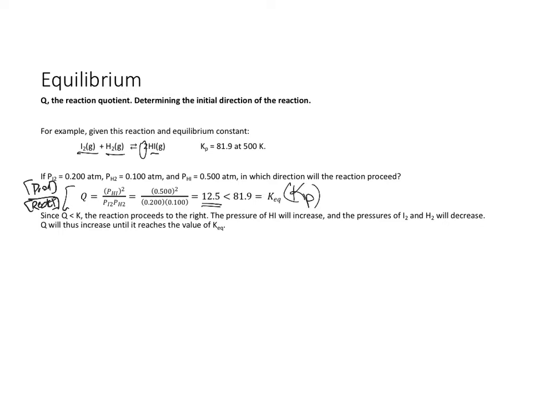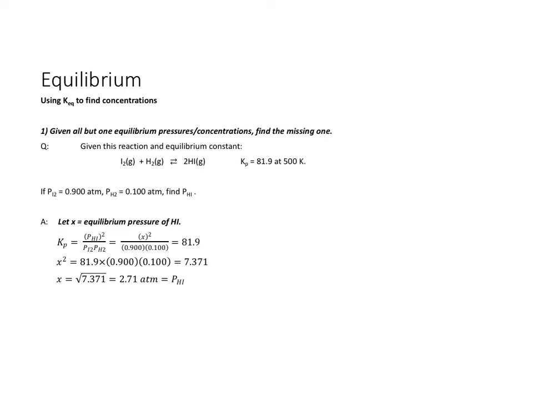And so we find that this reaction is going to proceed to the right. The pressure of HI will increase, and the pressures of I2 and H2 will decrease. That means in this fraction right here, this number is getting bigger, these numbers are getting smaller, so this ratio that is presently 12.5 will increase until it reaches the equilibrium value of 81.9.